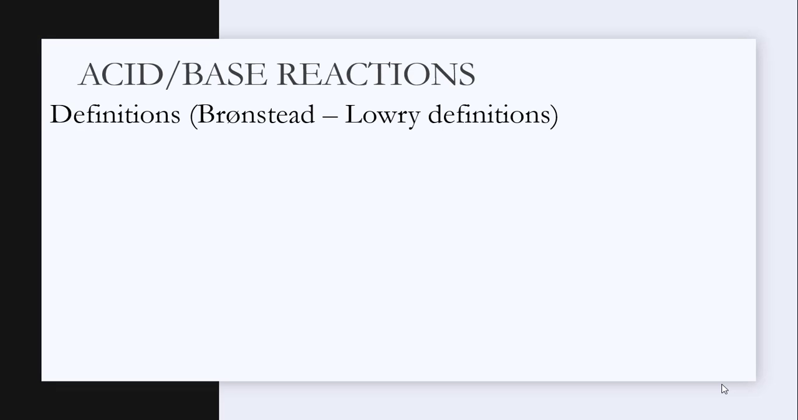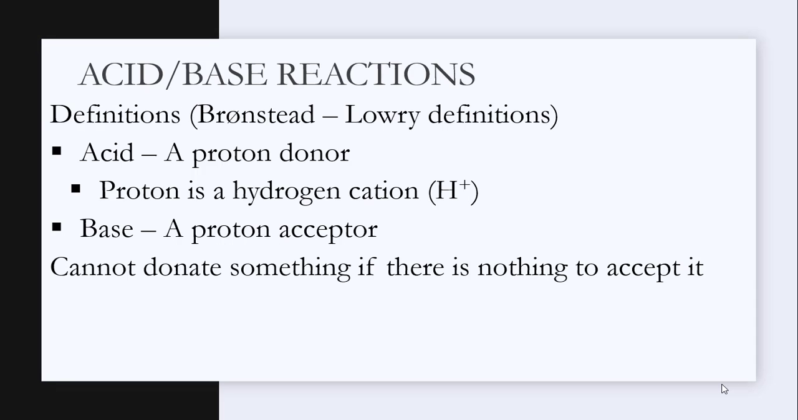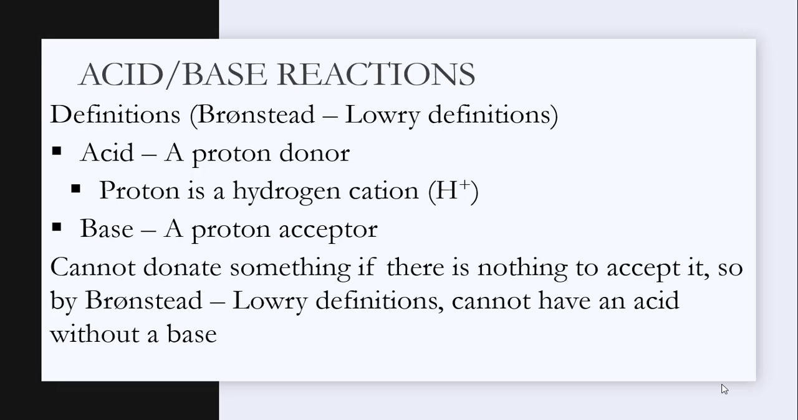We will deal with the Bronsted-Lowry, which are named after two chemists who both came up with this idea of what an acid is. An acid is a proton donor, and a proton is nothing more than a hydrogen cation, H1+. A base is a proton acceptor. Now, logically, you can't donate something if there isn't something to accept it. So by the Bronsted-Lowry definitions, you cannot have an acid without a base.